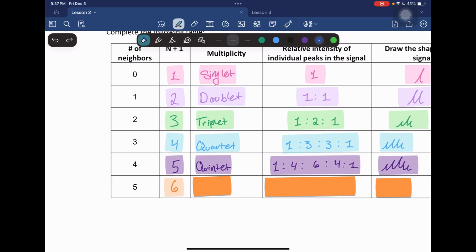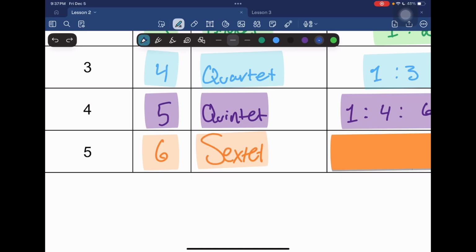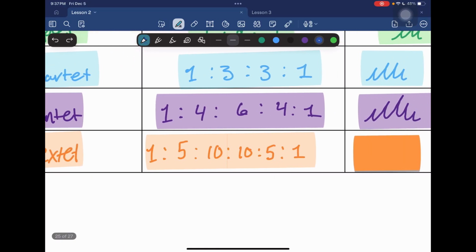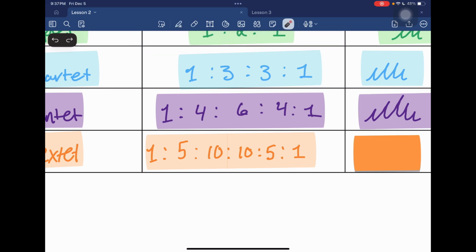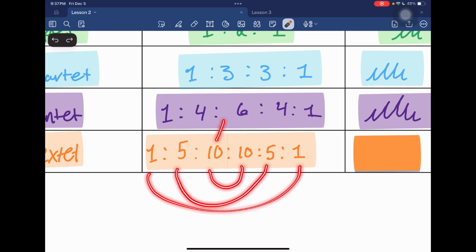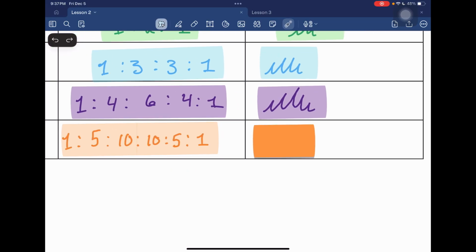Next is 5. 5 plus 1 is 6. This is a sextet. It's going to be a 1 to 5 to 10 to 10 to 5 to 1 ratio. 1, 5, 10, 10, 5, 1. Okay? Same, same, same: highest, highest, second highest, lowest. And that is exactly what this is going to look like.